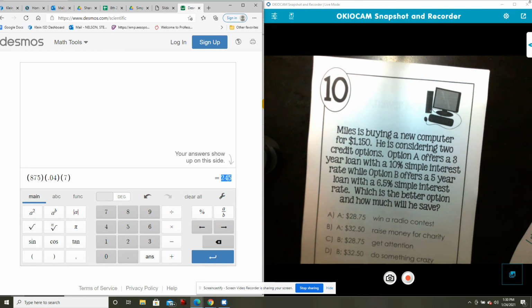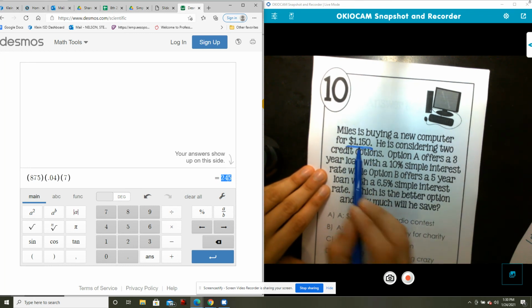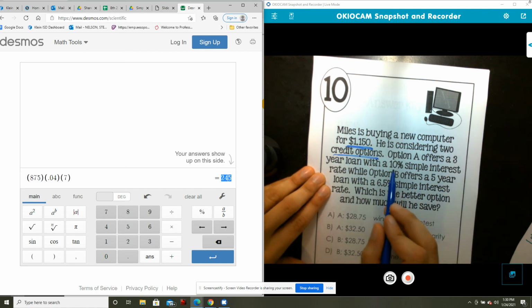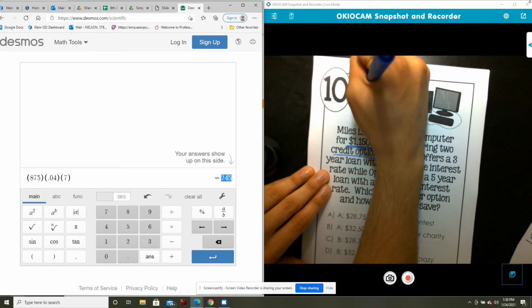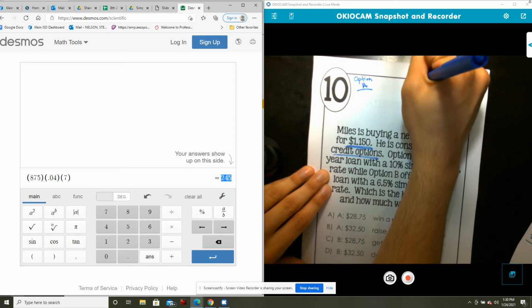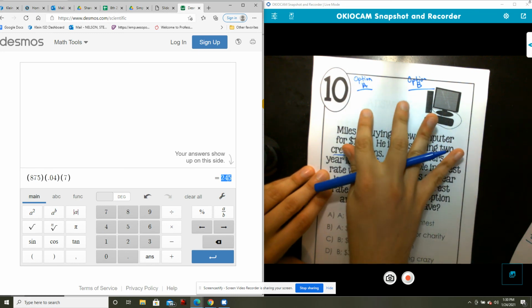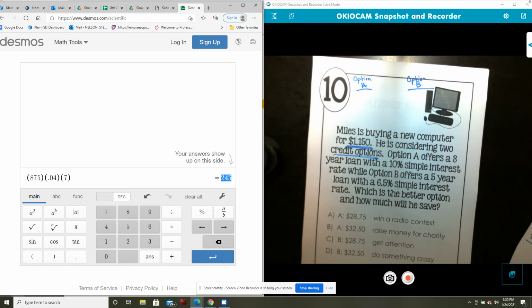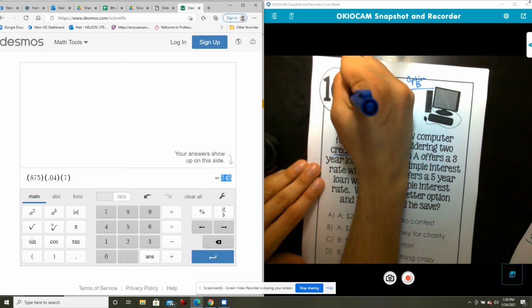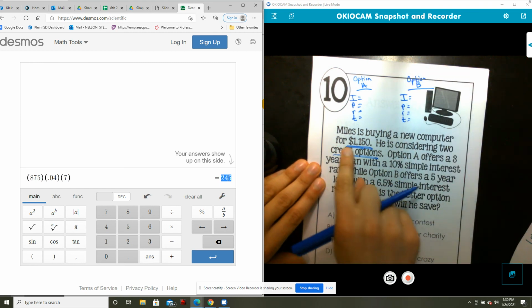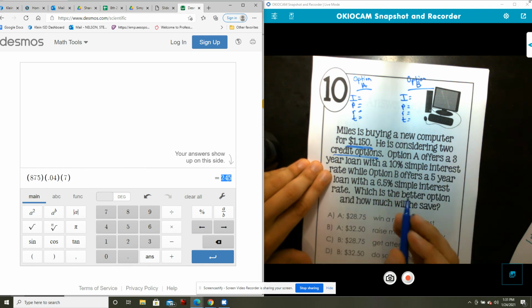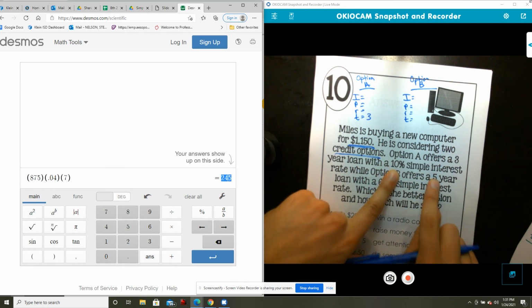Okay, number 10. Miles is buying a new computer for $1,150. He's considering 2 credit options. Option A offers a 3-year loan. So this time we're going to have to set up option A and option B. Just like the other question before, comparing the 2 banks, now we're going to compare 2 different loans. So you're going to have 2 columns of I equals PRT, I equals PRT. Option A is 3 years with 10% simple interest.